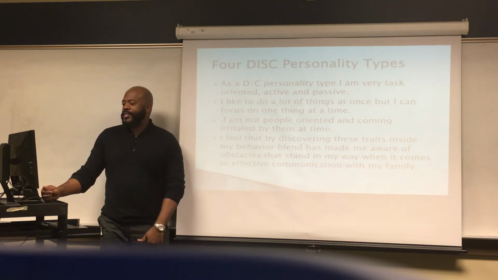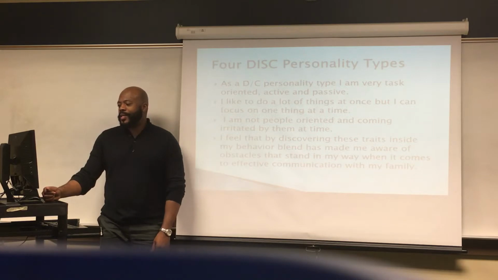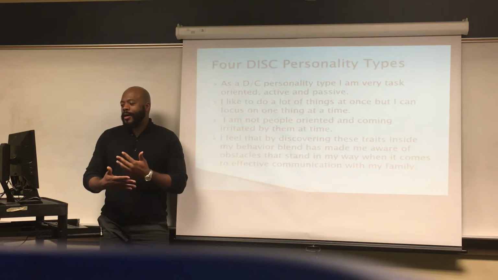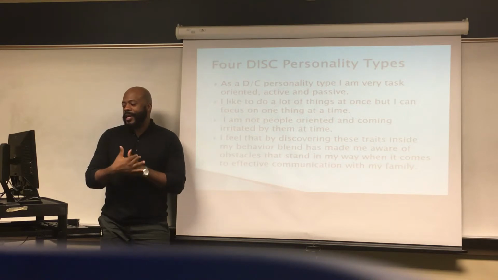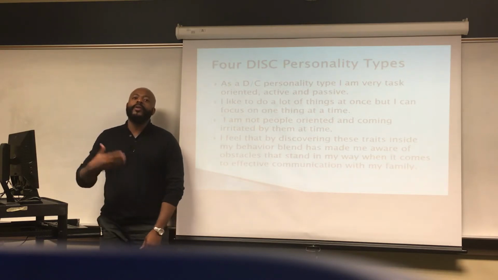As a DC personality type, I am very task-oriented, active, and passive. I like to do a lot of things at once, but I can focus on one thing at a time. I am not a people-oriented person and I become irritated at times when it comes to people and the things that they do. I feel that by discovering these traits inside my behavior blend, I have become more aware of obstacles that stand in my way when it comes to communicating with my family.